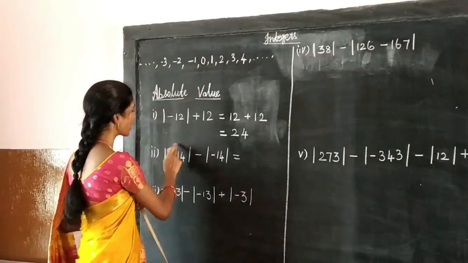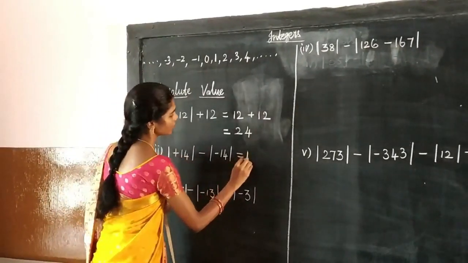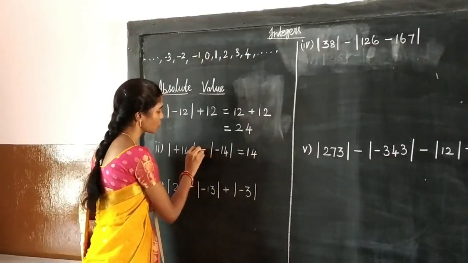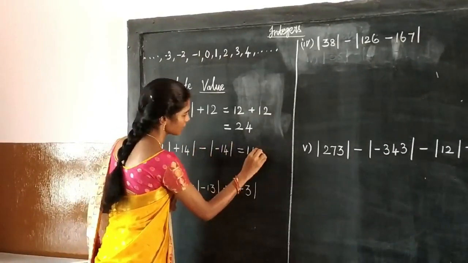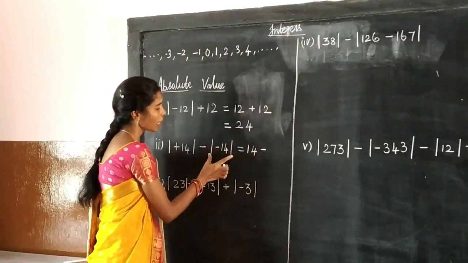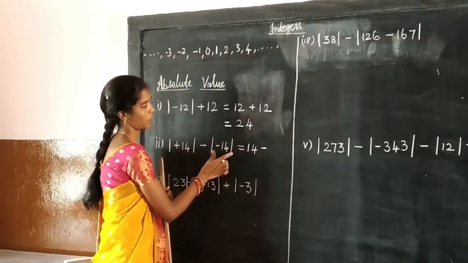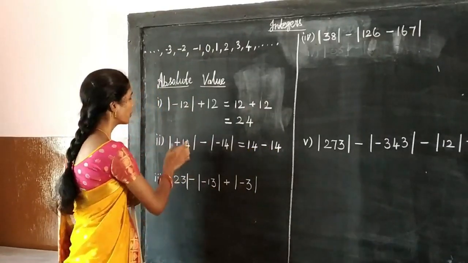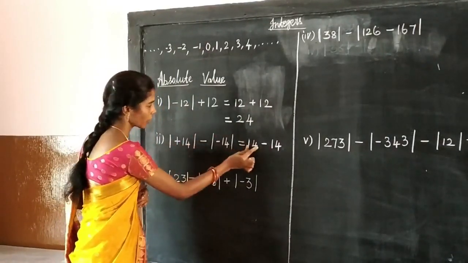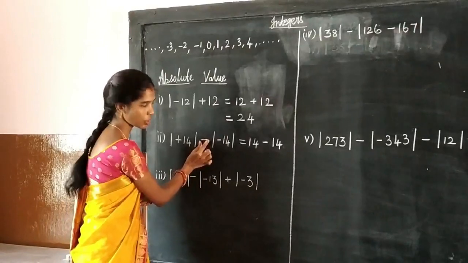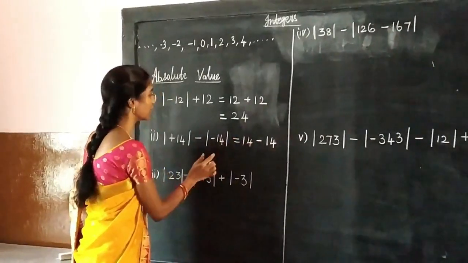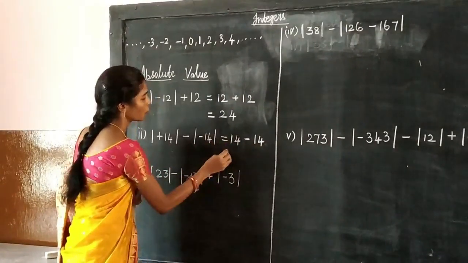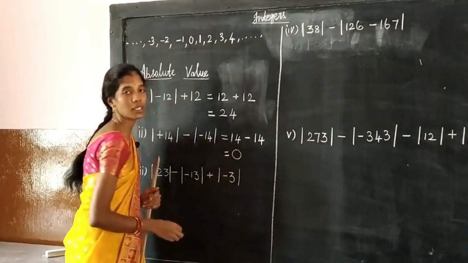The absolute value of +14 is 14, and the minus sign is there in the question. This sign stays as it is. Then the absolute value of -14 is 14, without the sign we have to write. So, absolute value of +14 is 14, then the minus sign is there in the question, so we have written that minus sign, then the absolute value of -14 is 14. So, 14 minus 14, 0.